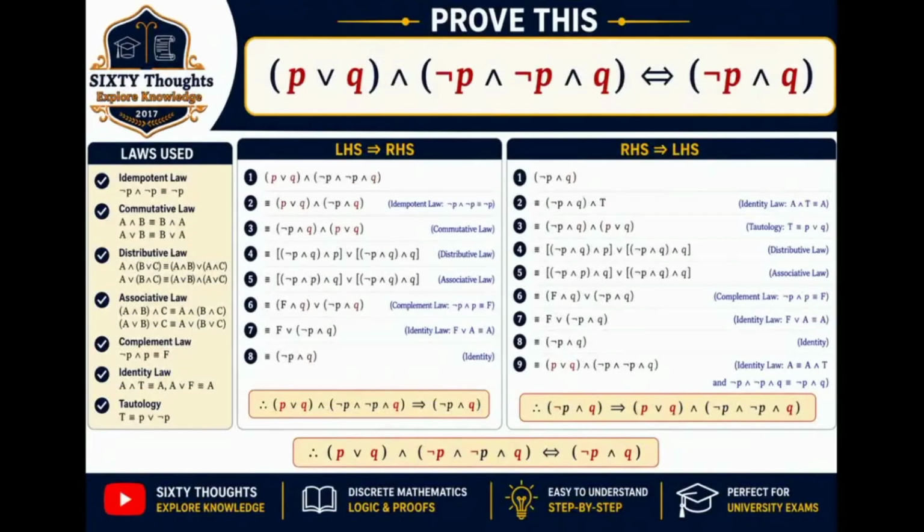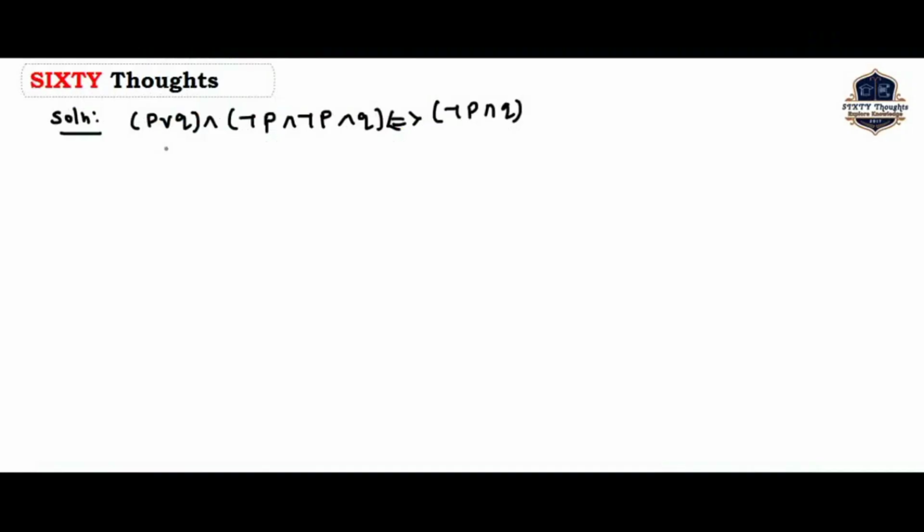In this video lecture, we are going to prove the given statements are logically equivalent to each other without using a truth table. So this is our given statement. Prove this statement without using a truth table. You take the left hand side, and we need to prove the right hand side. So what is the left hand side term? We consider the left hand side term first.